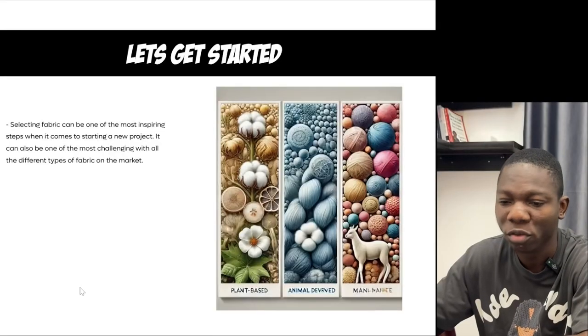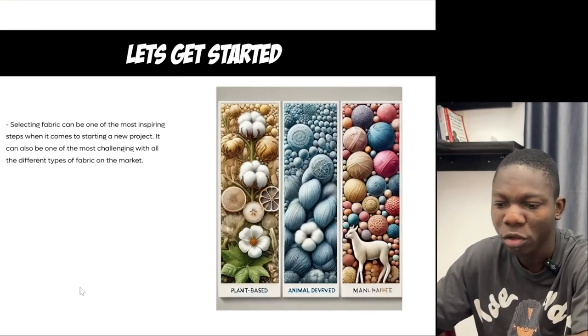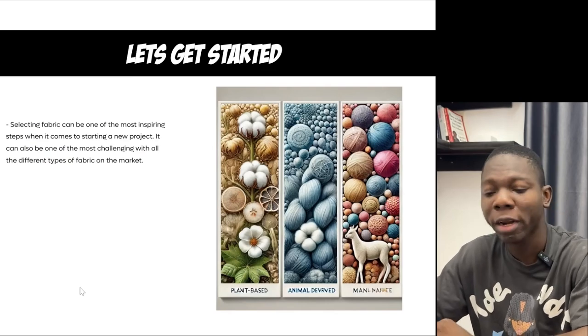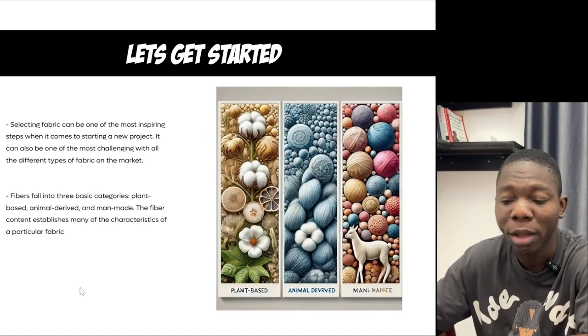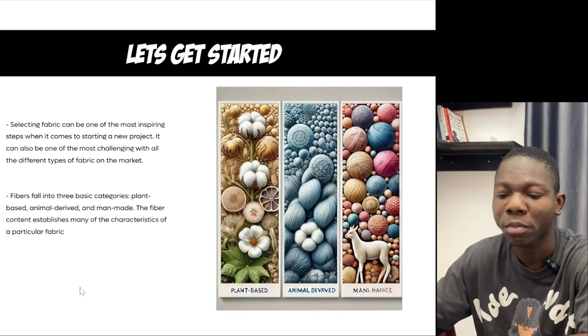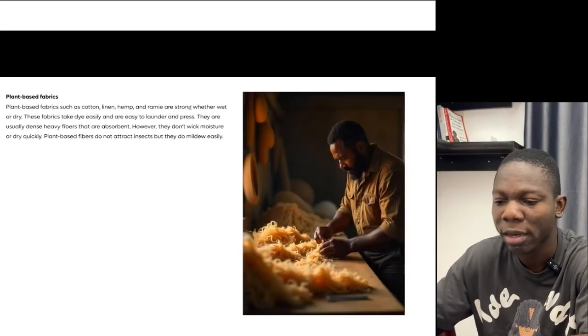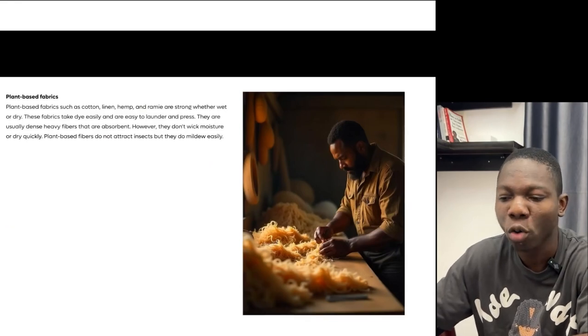Selecting fabric is one of the most inspiring steps when it comes to starting a project because there are different types of fabric in the market. So picking the one that is suitable for you is very important. Generally, fabrics are made of fibers, and fibers fall into three different categories: the plant-based, the animal-based, and the man-made. For the plant-based fabric, examples are cotton, linen, hemp, and ramie, and they're usually very strong either when wet or dry.